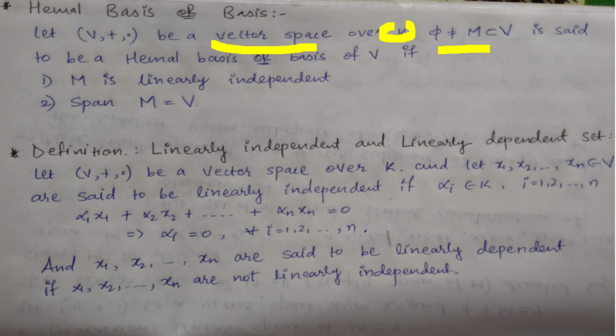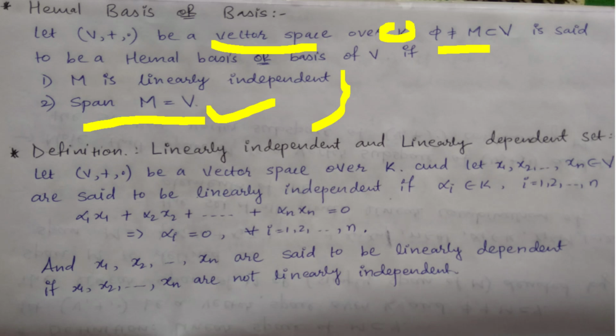First, M is linearly independent, and second, the span of M is the whole of my vector space V. So whenever I say that a set of vectors is a basis, this set of vectors must satisfy these two conditions: M is linearly independent and span of M is the whole vector space V.